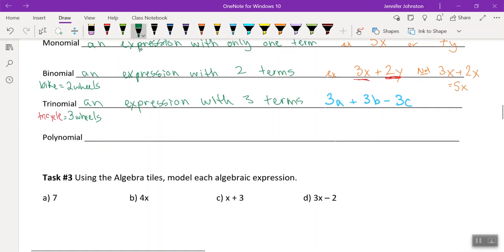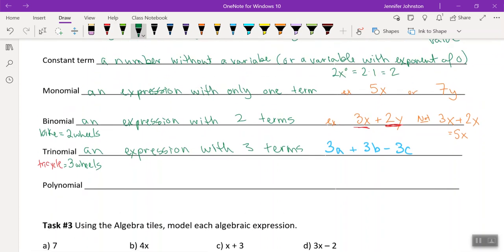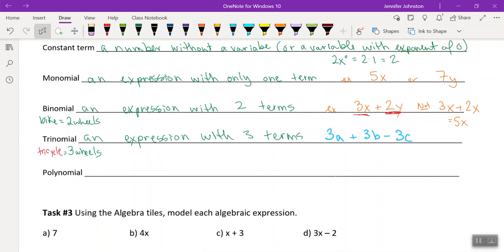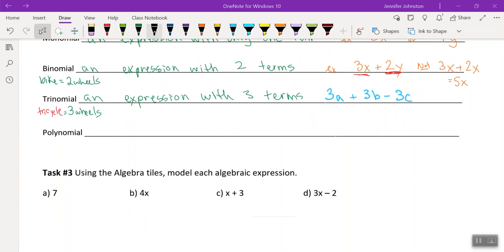Right, and then lastly, a polynomial. These are actually all considered polynomials. A monomial, binomial, trinomial are all considered polynomials. They just have fancy names for them. And lastly, we have our polynomial. A polynomial is an expression with 4 plus terms. So for instance, you can have something like 5x plus 6y minus z plus 4. There we go, that's a polynomial.